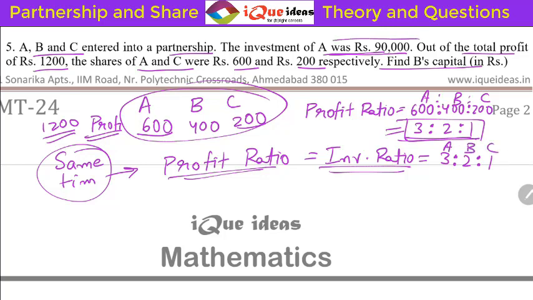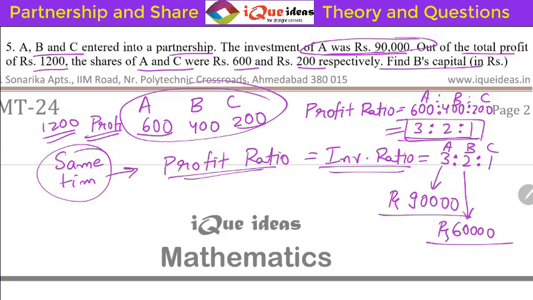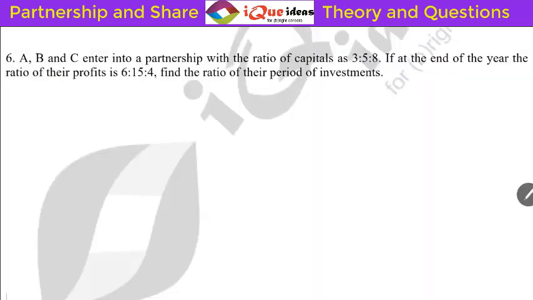Now A's investment is given, 90,000. So this 3 stands for 90,000. So I think you can see clearly 3 3s are 9. So 2 3s are 6. So this 2 will be 3 into 2, 60,000. And this 1 will be 1 into 3, that is 30,000. Right. So we have got the investment of all of them. What is the question asking? Find B's capital. So B's capital will be 60,000 and that is the answer. Alright. Let's take up the next one now.